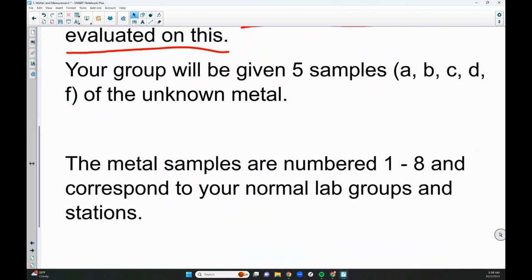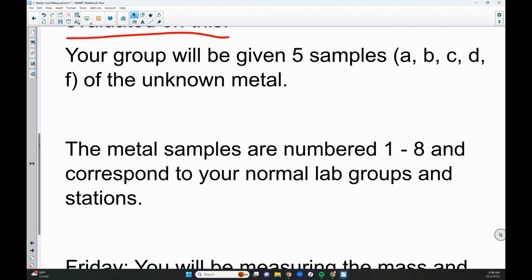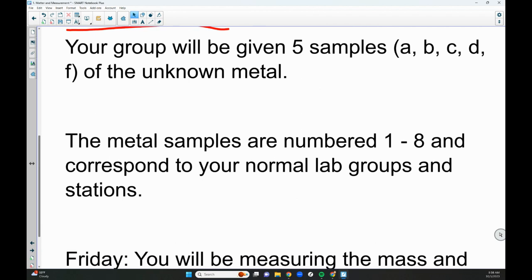Your group is going to be given 5 samples. Those samples will be labeled A, B, C, D, and E of some unknown metal. And it's going to be the same metal for all of those samples, but they're going to have different sizes. And around the room are 8 different boxes of metals. They're numbered 1 through 8, and they correspond to your normal lab group. So if you're in lab station 1 normally, you're going to have metal number 1. And you're not going to know what metal it is. That's the whole point here, is you're trying to figure that out. And we're going to end up doing that on Monday, but you're going to start the process today on Friday.